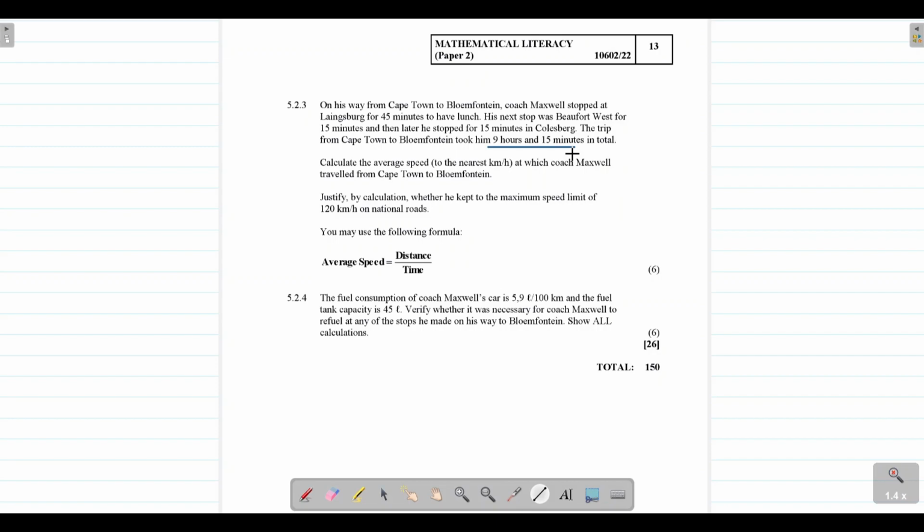We need to first determine the time that he spent stopping. Once we determine the time that he spent stopping in the different towns that were given to us here, Lanesburg, Beaufort West, Colesberg, we will be able to subtract that time spent stopping from the total time of his trip. And then from there, we can substitute the total distance that he traveled from Cape Town to Bloemfontein and the total time that he actually spent traveling on the road. So that is how we need to approach this question.